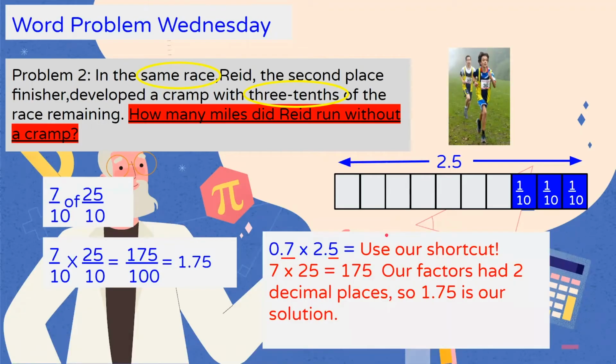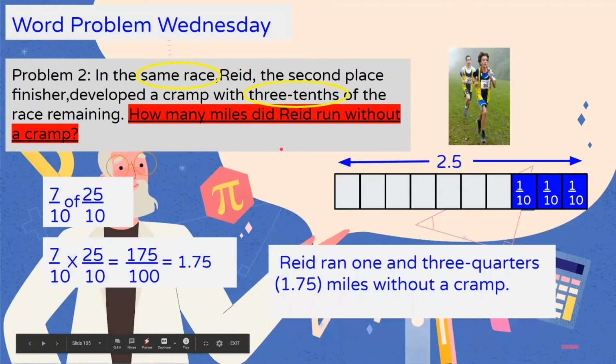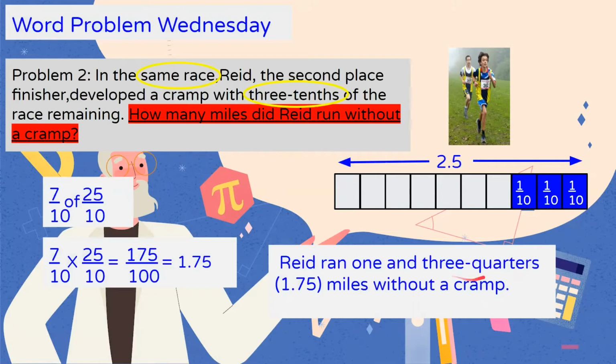And how about using our shortcut? I know that 0.7 multiplied by 2.5 is the same as 7 by 25. That's equivalent to 175. Again, our factors had 2 decimal places. So 1.75 is our answer after we move our decimal 2 places back to the left, and our solution is 1.75, the same as we got with our fraction model. And again, we have to write our answer in the form of a sentence. We know Reid ran 1 3/4 miles, 1.75, without a cramp.